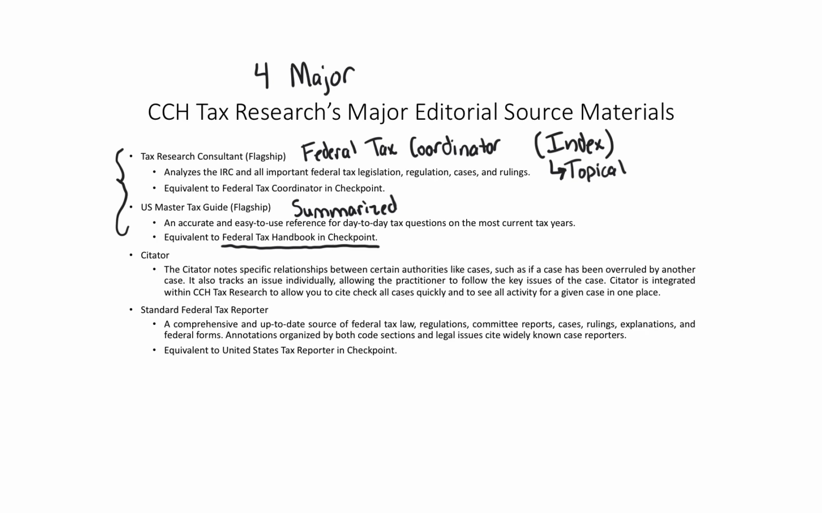And then finally, our last of the four major CCH Tax Research editorial source materials is the Standard Federal Tax Reporter, which is the equivalent in Checkpoint to the United States Tax Reporter. Now, this is an annotative approach, which means it's organized by Internal Revenue Code section, and it's a comprehensive and up-to-date source of federal tax law, regulations, committee reports, cases, rulings, explanations, and federal forms. It's annotations organized by both code sections and legal issues, and they cite widely known case reporters. So the idea here is this Standard Federal Tax Reporter, it's similar to the USTR, the United States Tax Reporter in Checkpoint, and it is the annotative approach that CCH uses.